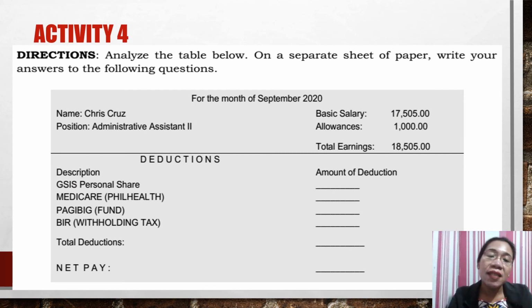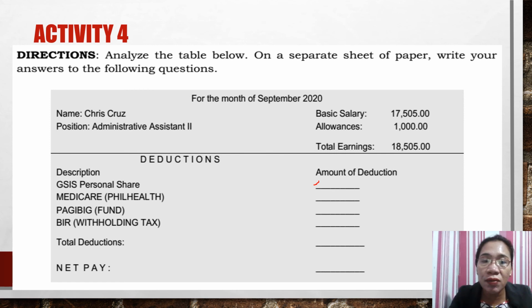And activity 4, directions. Analyze the table below on a separate sheet of paper. Write your answers to the following questions. So, yung questions dito, class, is ano lang naman. Number 1, how much is the contribution of Mr. Cruz to the following? So, number 1 is GSIS. Ito, kulayan natin dito. GSIS, dyan yung ilagay. Remember, meron tayong table kung magkano yung deduction.